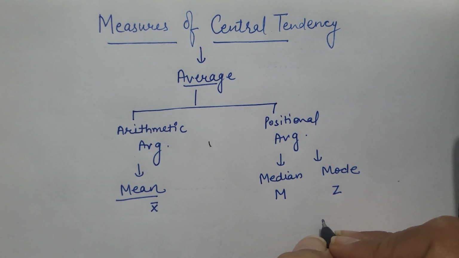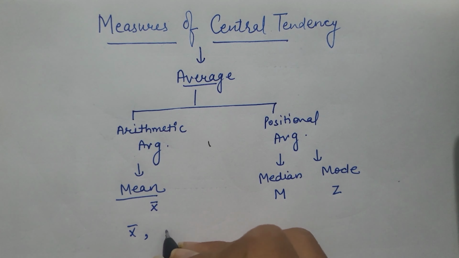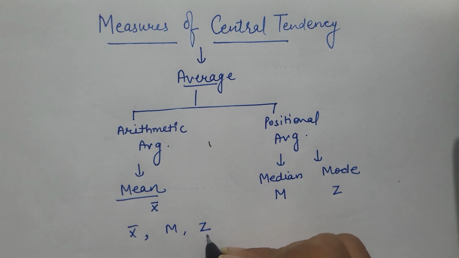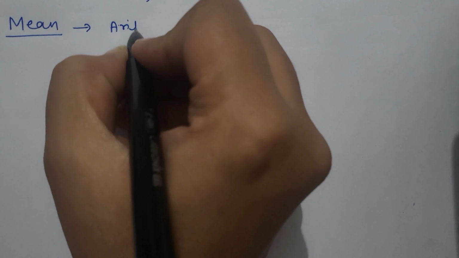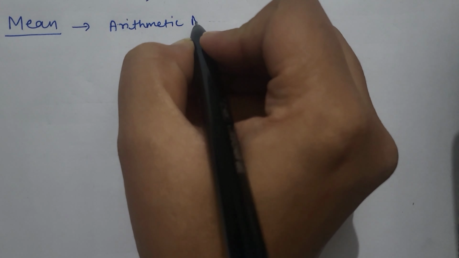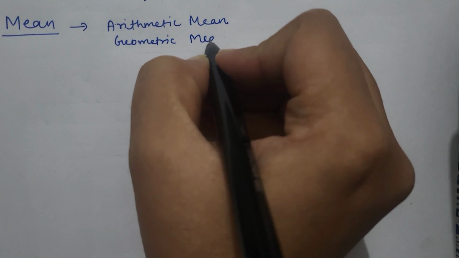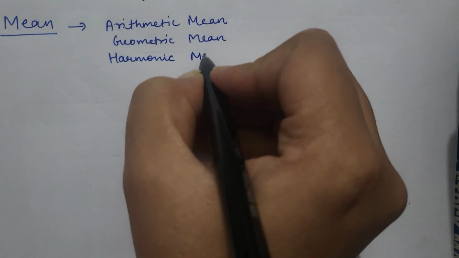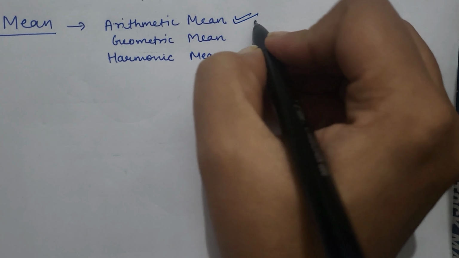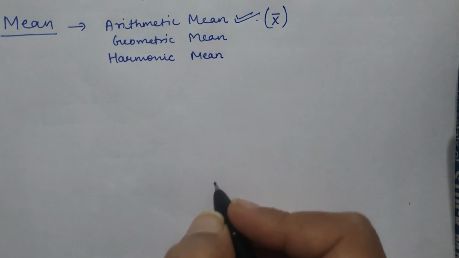So, in this chapter, we will study three measures of central tendency, say mean, median and mode. Very basic concepts of stats. Mean is basically of three types. First is arithmetic mean. Second, geometric mean. And third is harmonic mean. So firstly, we are initiating with the arithmetic mean, which is denoted by x bar.